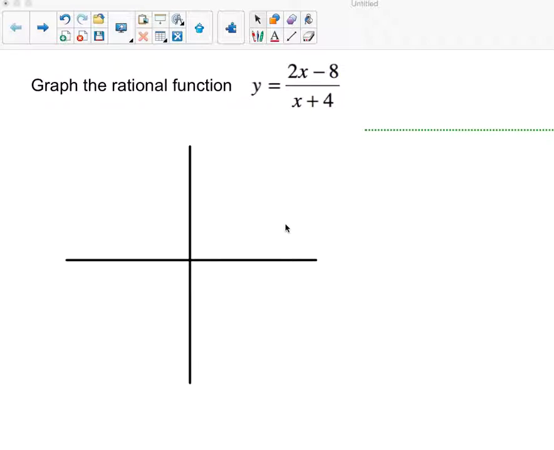The question says to graph the rational function y equals (2x minus 8) over (x plus 4). So we're going to have to break this down into its simplest components and basically plot everything that we can find of significance.